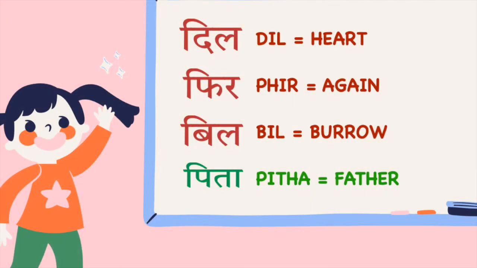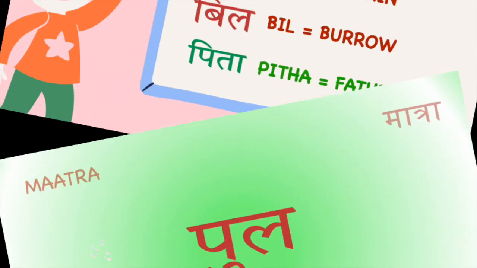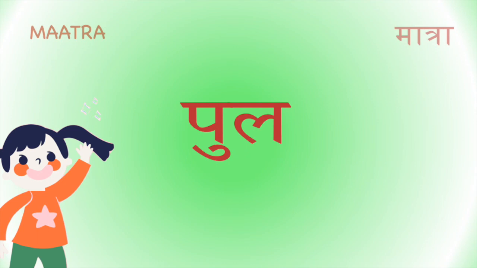Let's look at these words. Dil, phir, bil, and the last one is pita, and it has two matras here, the choti e and the a ki matra on the t. Good job, friends. Let's look at the next one.